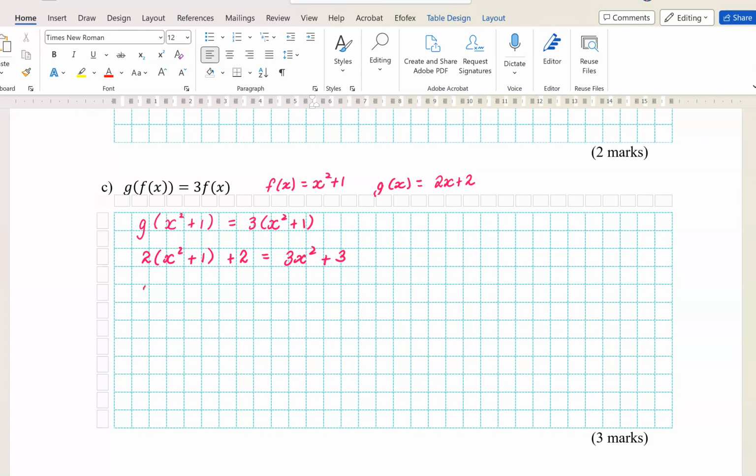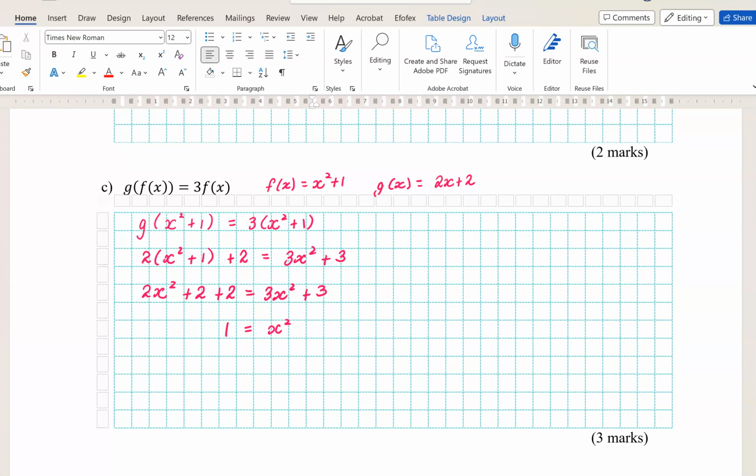Okay, so let's expand. We've got 2x squared, oops, now the pen doesn't want to work. 2x squared plus 2 plus 2 equals 3x squared plus 3. I'm going to get all my x squareds on one side. Normally when I see an x squared, everything goes on one side, but because there's no other plain x's, I'm just going to separate. So get rid of this 2x squared, we take it from 3x squared, so that just gives me 1x squared, and then 2 plus 2 is 4, get rid of the plus 3, take 3, so it's 1.